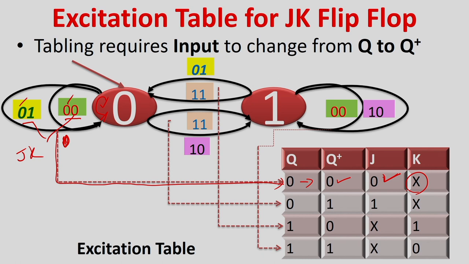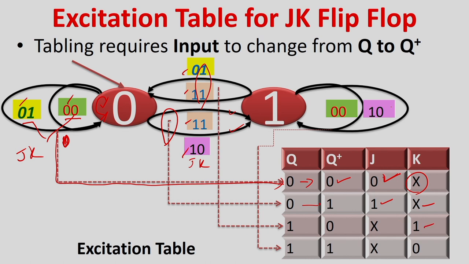Similarly, if you want 0 to 1, that means these two transitions, this one and this one. And clearly J is equal to 1, and K any value is fine. Similarly for 1 to 0, K is equal to 1 and J can be anything.